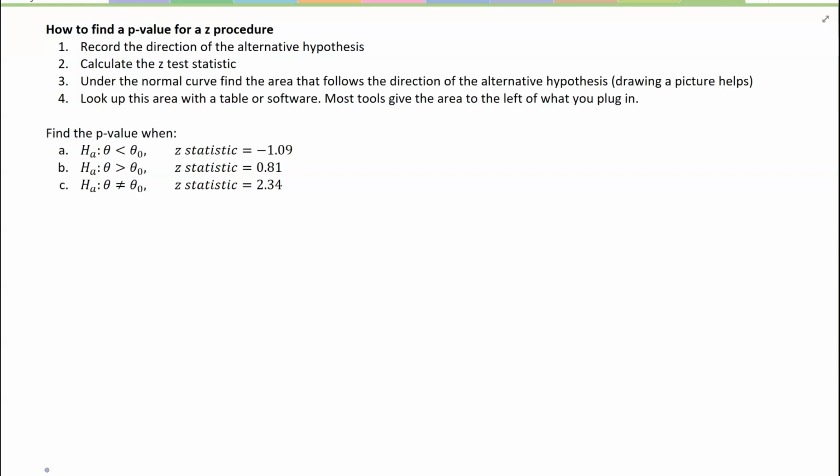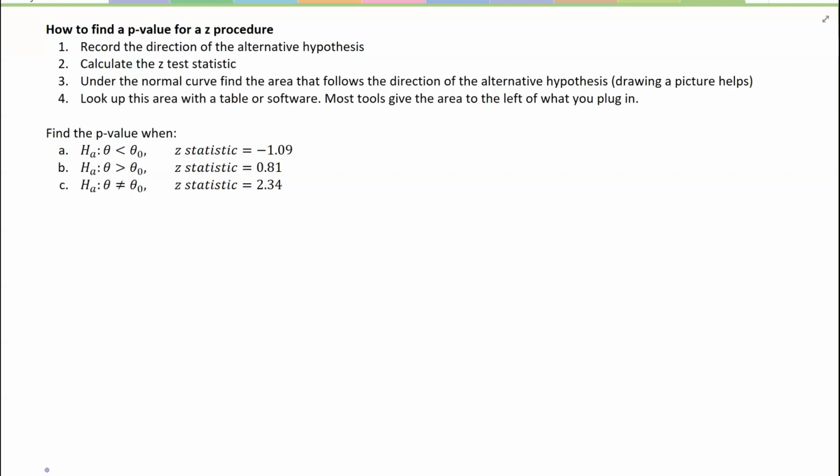The second thing is then calculate your test statistic. Under the normal curve, you'll then find the area that follows the direction of your alternative hypothesis from your z statistic. You want to look up this area with a table or software. Most of us are using tables, but a lot of these tools are going to give the area to the left of whatever you plug in. So you have to always keep that in mind, and that can be kind of the toughest part of this. It's always going to give you the area below whatever value you plug in.